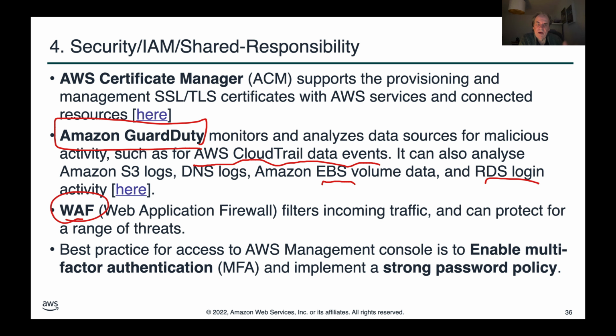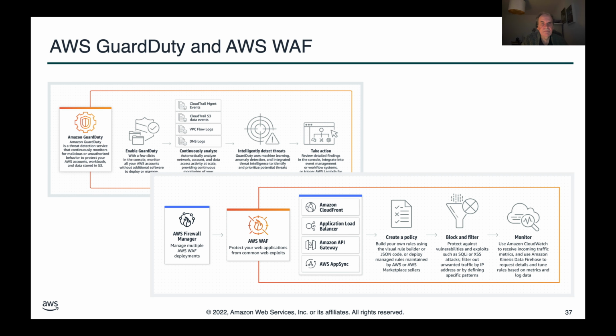A WAF is a web application firewall, and it typically sits in front of the infrastructure and protects against denial of service, SQL attacks, and so on. So our main server might be here, but we put a WAF here, and the WAF breaks the encryption tunnel and then can examine the traffic before it gets to the end server. The best practice for AWS management console is to enable multi-factor authentication and also implement a very strong password policy.